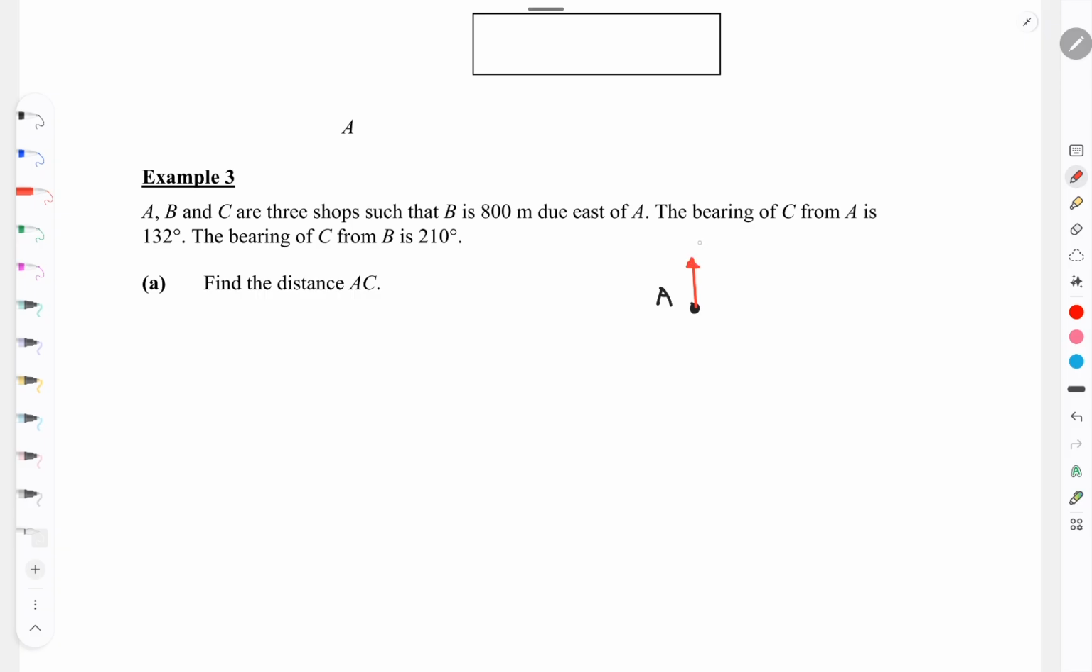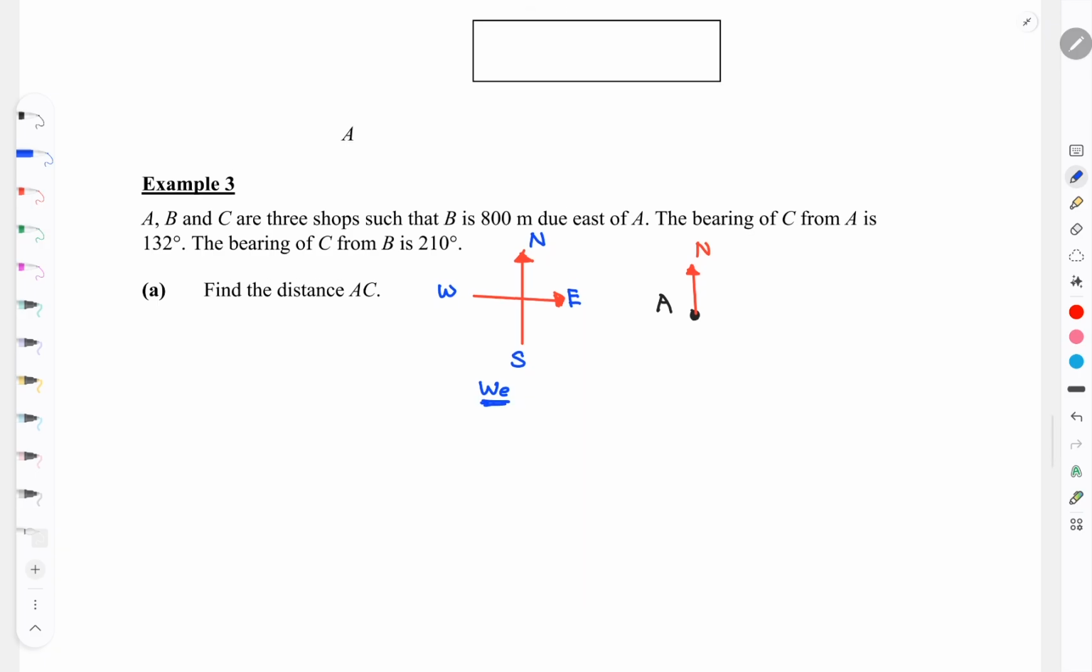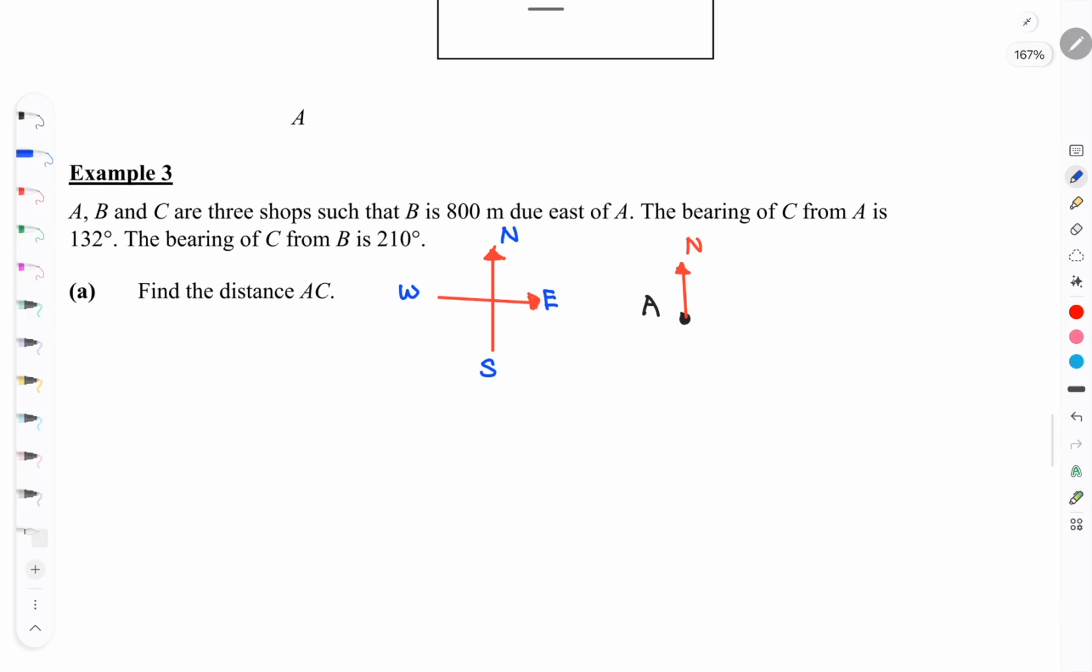For those of you who don't know the directions of a compass, let me just draw. So a compass, how I remember the directions. Let's say the front is north. The other side will definitely be south. How do I know where is east and where is west? How I remember is you must always be able to form the word B. So west is on the left, east is on the right. So B is due east of A. So B is on the east side of A.